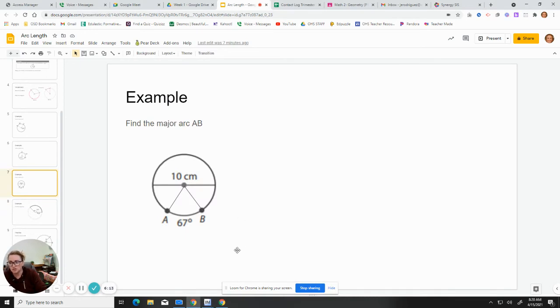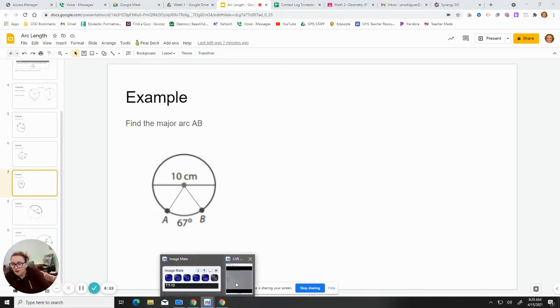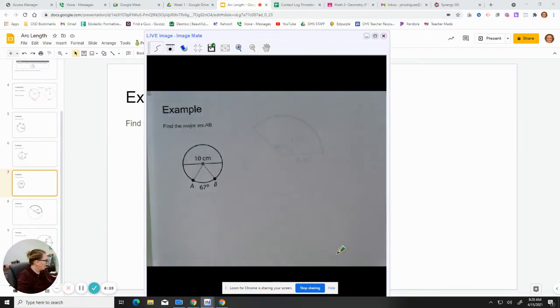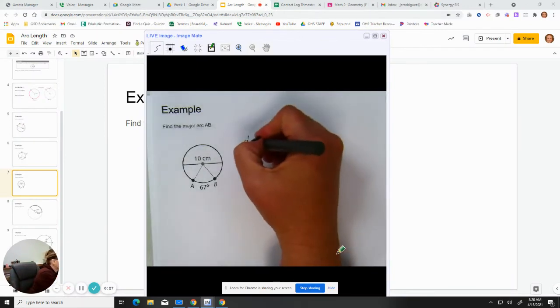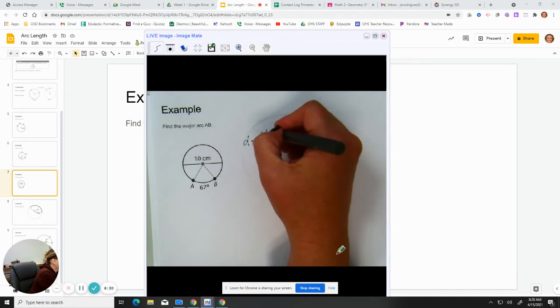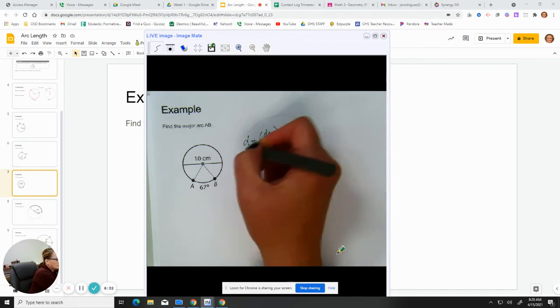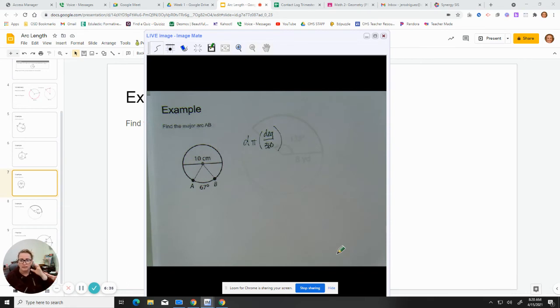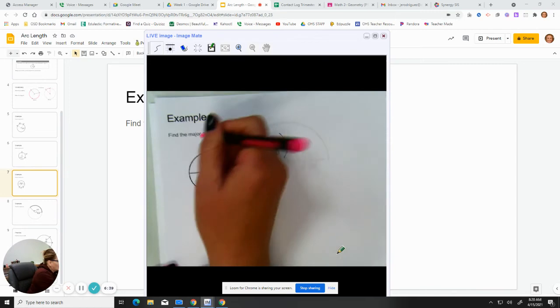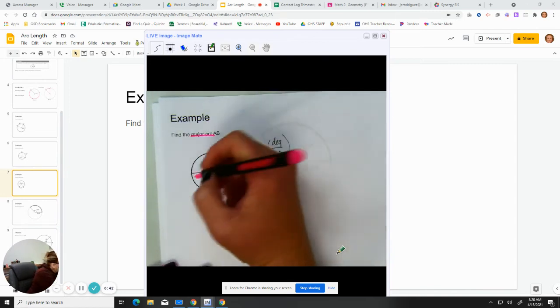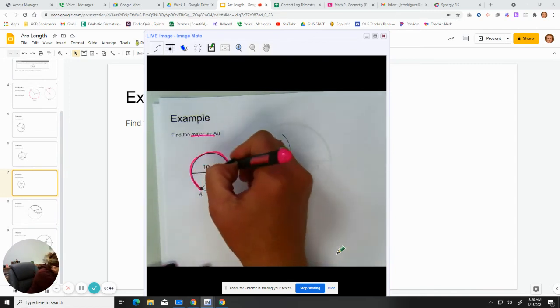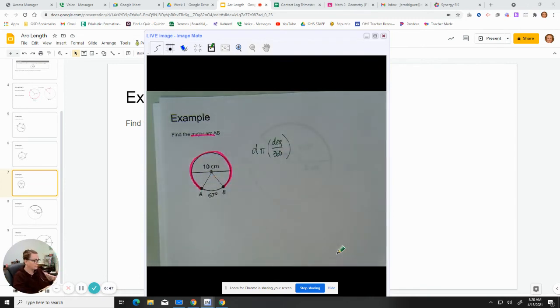And the first thing you should notice is that this is a diameter, which means we are going to use a different formula. Okay, so I'm going to start off by writing down that formula first. It's the diameter times pi, right? And then degrees over 360. So we should know that it's asking us for the major arc, which tells us that it wants us to have this much right here.